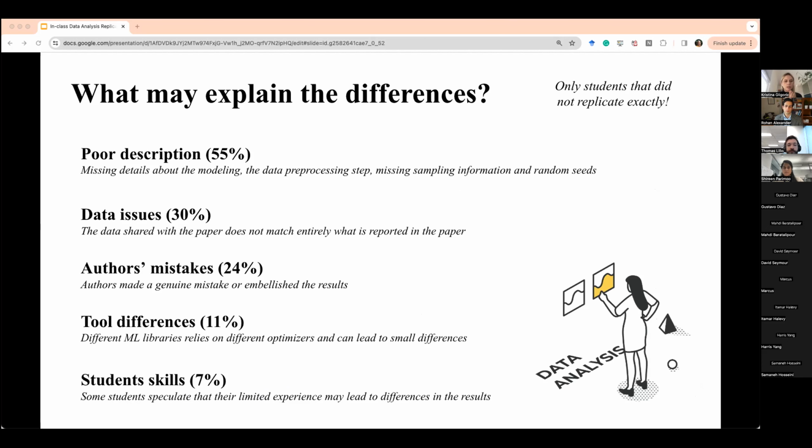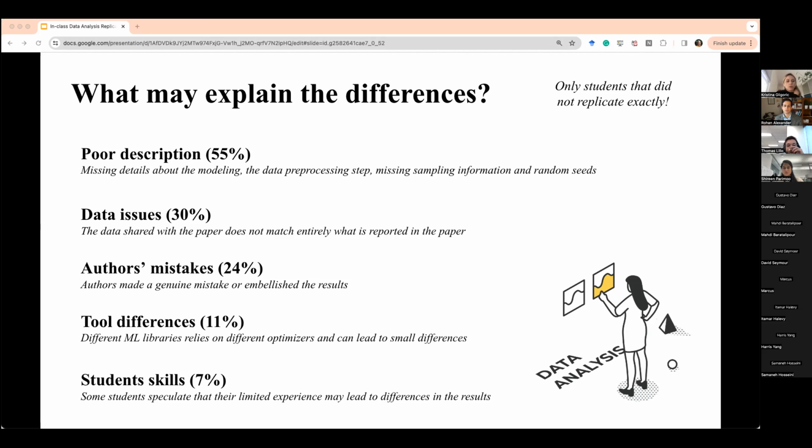Then in this second exploratory analysis, we limited the analysis only to those students who didn't manage to replicate exactly. Then we analyzed what could explain the differences between expectations and reality. Again, students talked about poor description, like missing details, and data issues, where there is a mismatch between what is reported and the data. Students speculated that maybe authors made some genuine mistakes, or maybe they tried to embellish the results. This was relatively frequent, in 24% of answers.